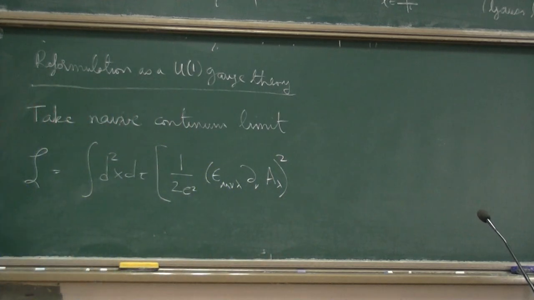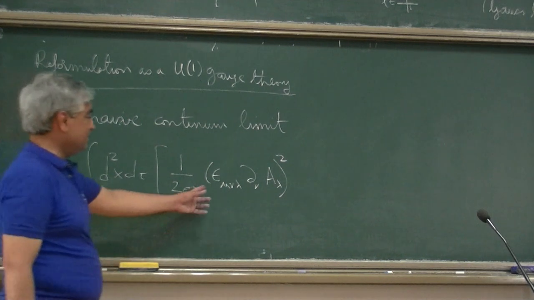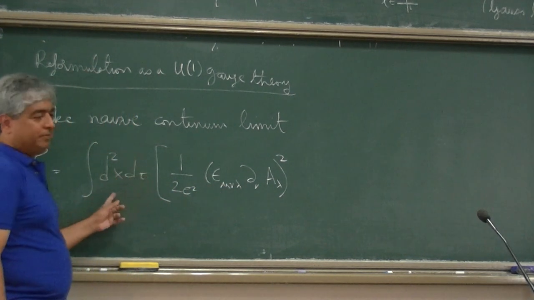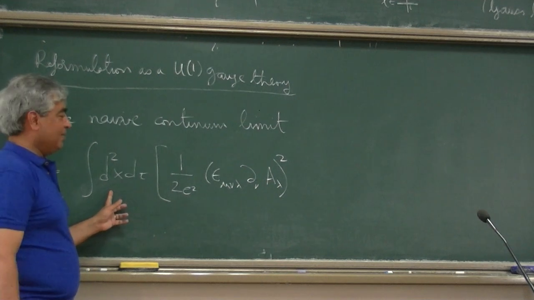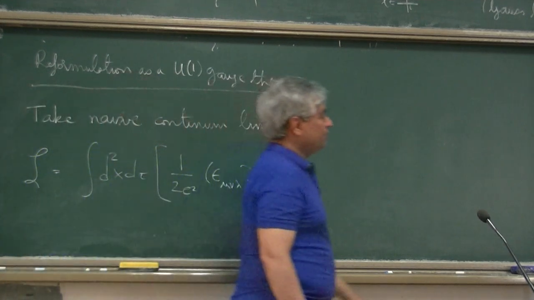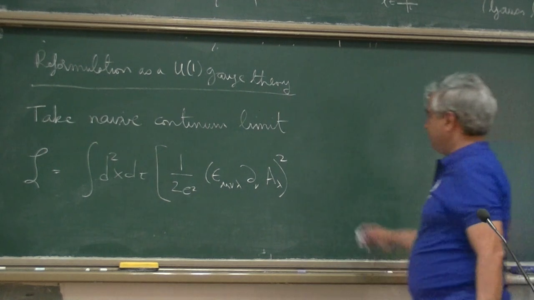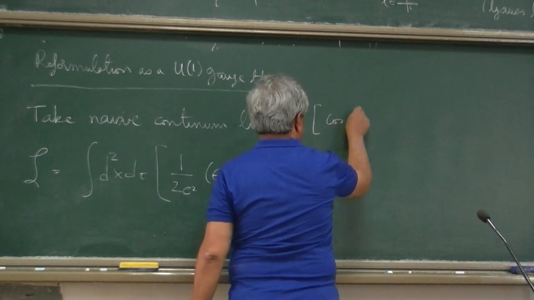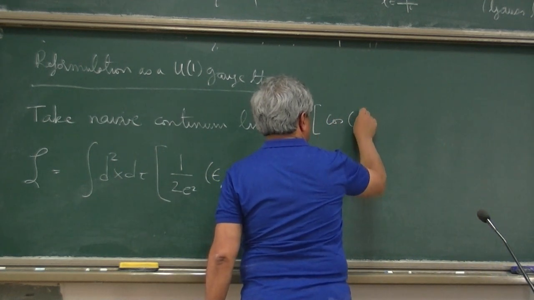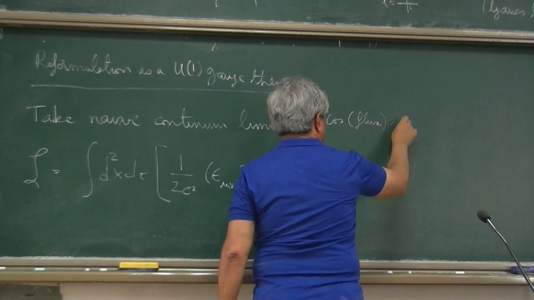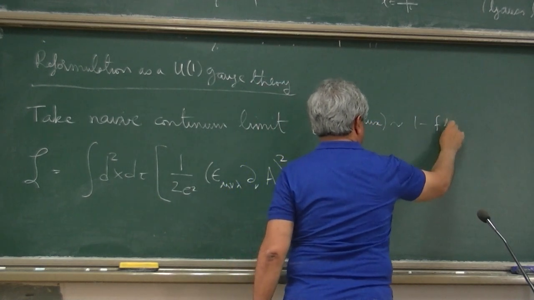Just ordinary Maxwell electromagnetism, but in 2 plus 1 dimensions. Okay, now this is the index tensor, because I have both space and time. Exactly why that happens I haven't shown you, but just believe me that you quantize this in space and time. And the only approximation here is the cosine of the flux. You write it approximately as 1 minus flux squared.